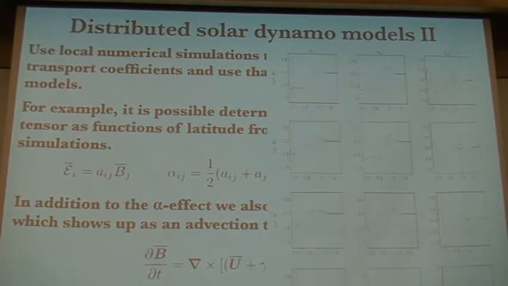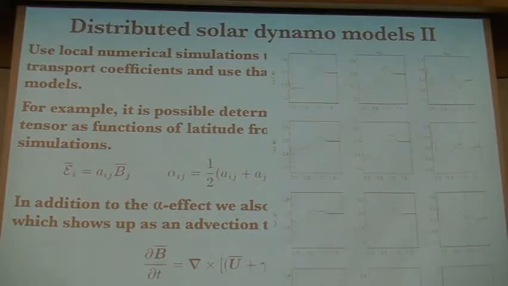And this is now something which can be taken into account in our dynamo models. So we can use this as a guide to determine what is the latitudinal distribution of alpha effect, for example. And we can do the same with these other alpha coefficients, and also for the turbulent pumping.